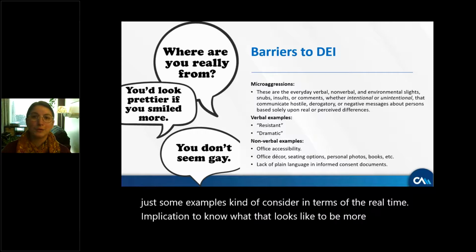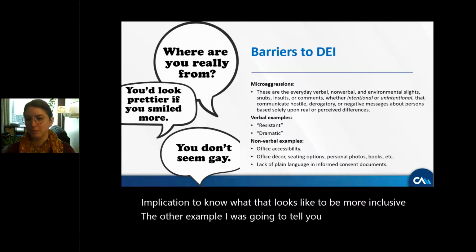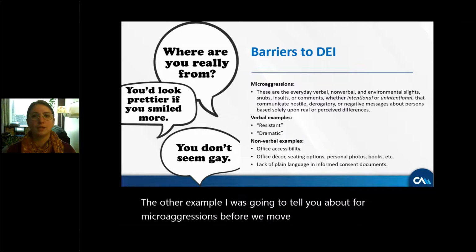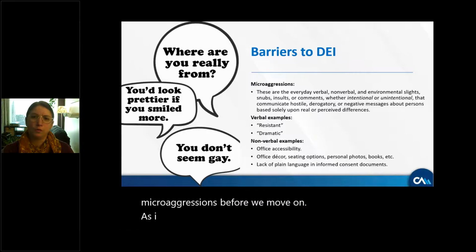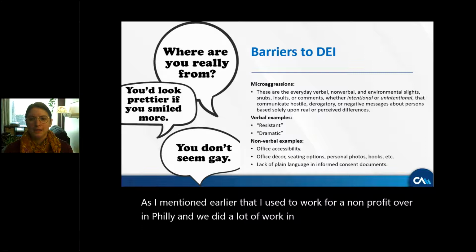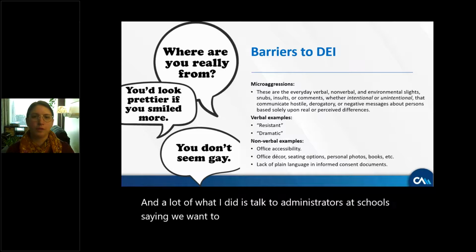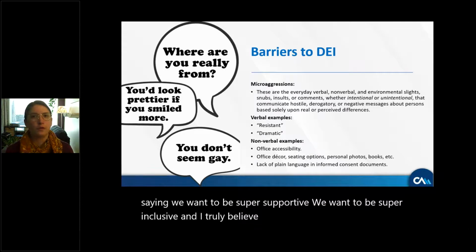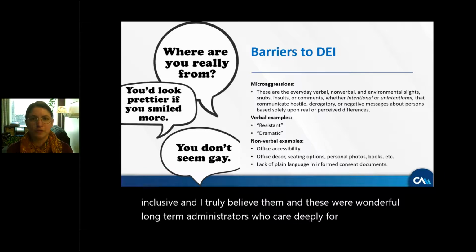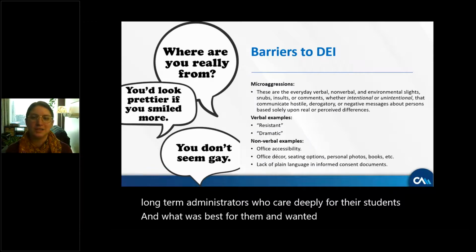The other example I was going to tell you about for microaggressions before we move on is, I mentioned earlier that I used to work for a nonprofit over in Philly, and we did a lot of work in schools. A lot of what I did is talk to administrators at schools saying, we want to be super supportive, we want to be super inclusive, and I truly believed them. And these were wonderful long-term administrators who cared deeply for their students and what was best for them and wanted to make it a safe space.